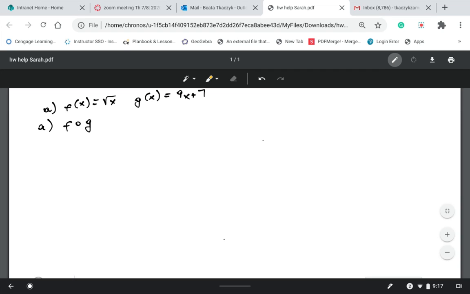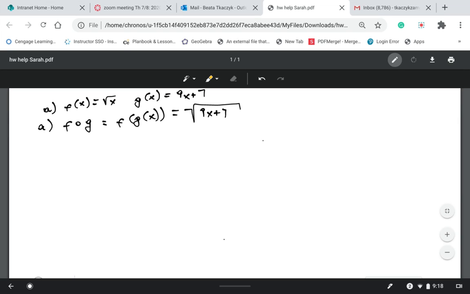So f composed with g, this is the same as f of g of x. So we create a composition. f is outside, so I copy the function f, which is square root of x, and where we used to have an x, we're going to replace x with the equation of function g, which will be 9x plus 7. So this is the composition, f composed with g.